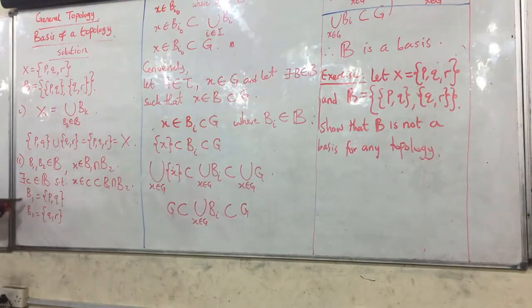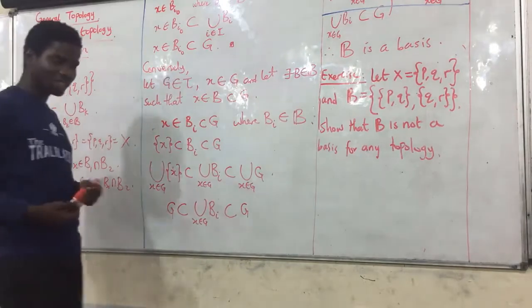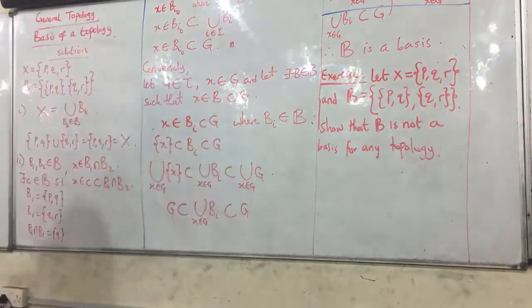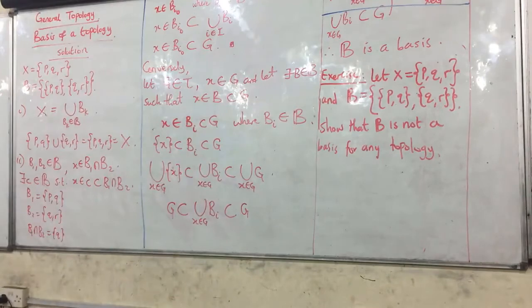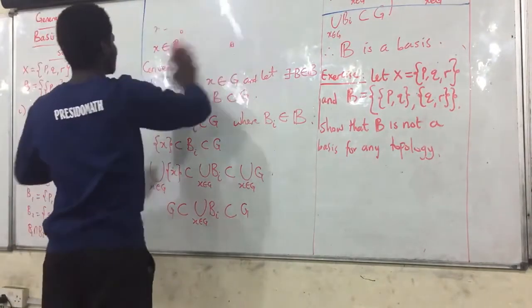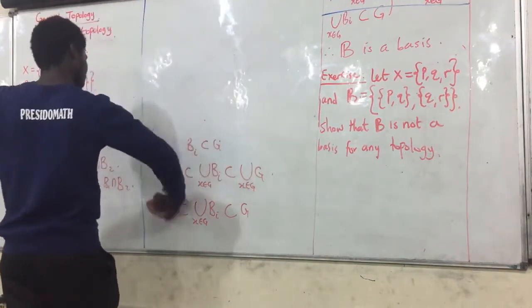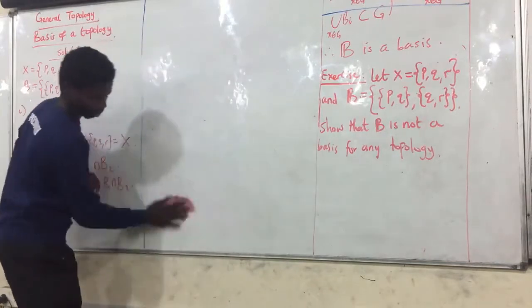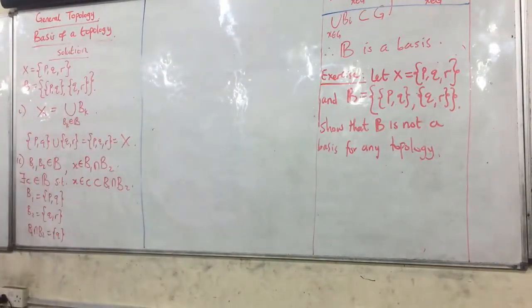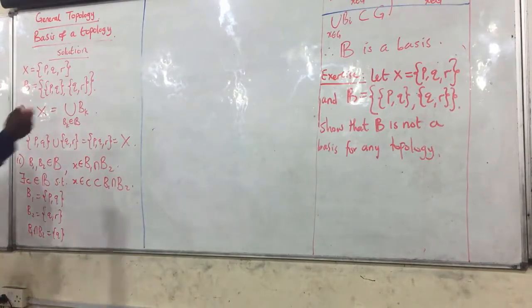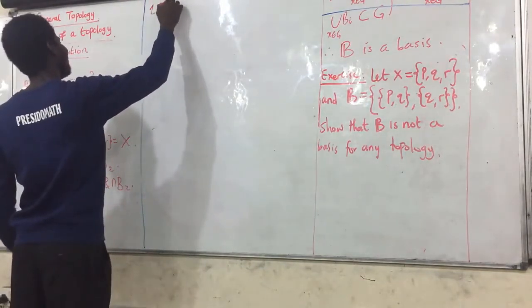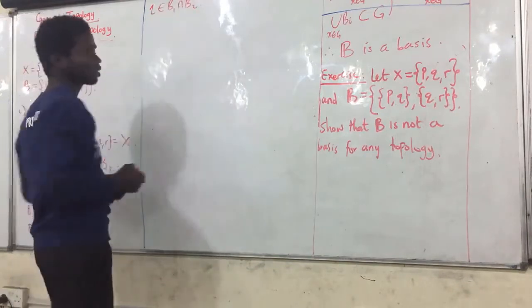Now, we want to pick an element in their intersection. Let's even get their intersection first. B1 intersection B2 will be what? Q. So that means the intersection is even a singleton set. That means it's only Q we can take. You can see, obviously, Q belongs to their intersection, B1 intersection B2, isn't it?